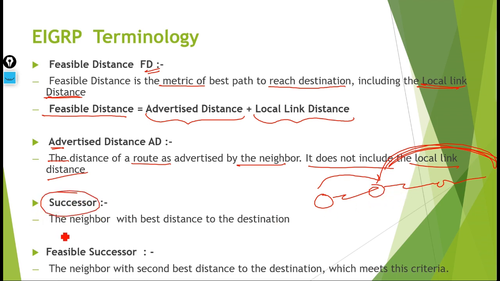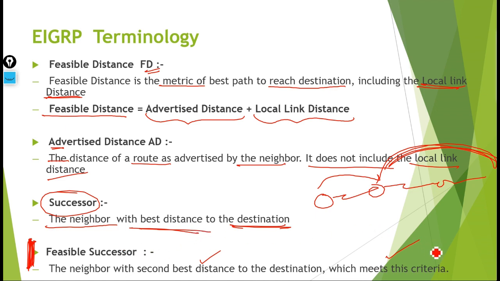Successor. What is successor? The neighbor with best distance to the destination. It's all about less metric will be considered as successor, your best path, and if you have the feasibility condition matching, the routers will also have the second best path as well. That's nothing but the neighbor with second best distance to the destination which meets the criteria of feasibility condition, will become the feasible successor.